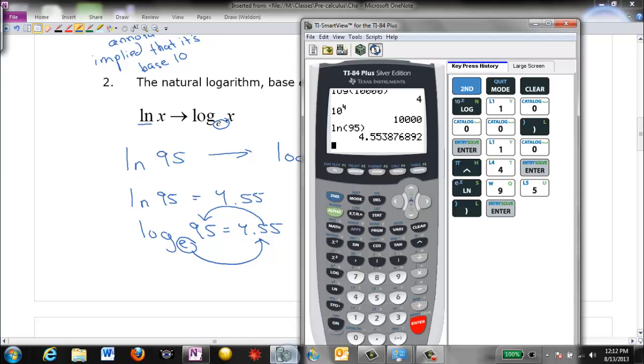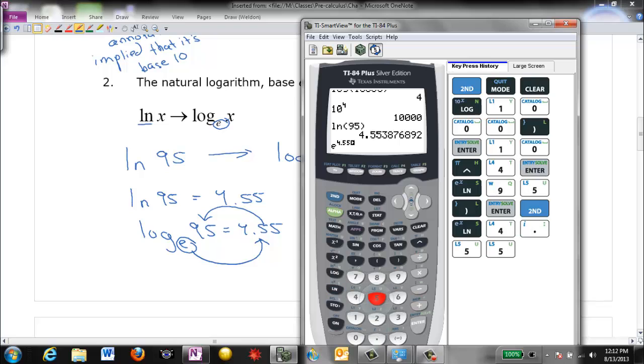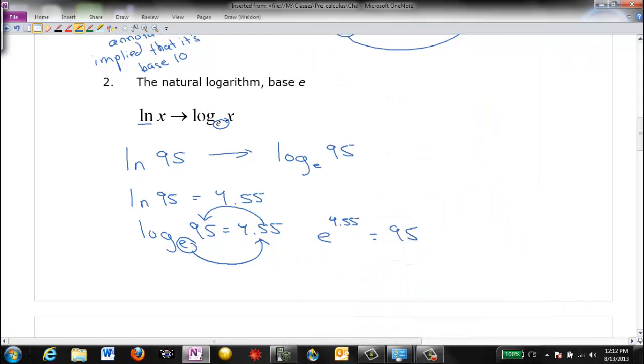Let's see. The E button is actually the same as the natural log button. You just have to hit second first. So you hit second ln and you'll get your E. So we're going to say E raised to the 4.55 and hit enter. And we get 94.63, so really close to 95, and that's just due to a rounding issue, but it certainly does work. So you can see what those logarithmic expressions are telling you.